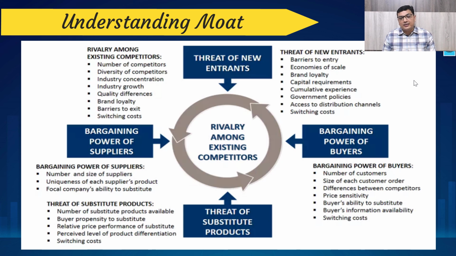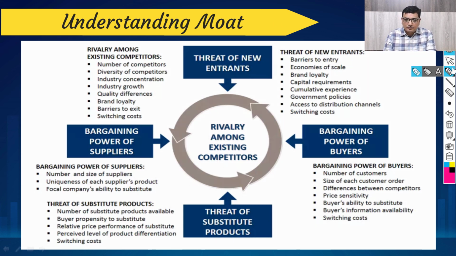Now these are the 5 economic forces. You can see here: threat of new entrants, rivalry among existing competitors, bargaining power of buyers, threat of substitute products, and bargaining power of suppliers. These are the 5 forces which you have to analyze deeply and understand the meaning of.